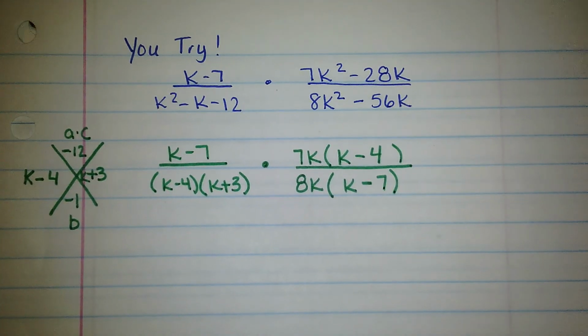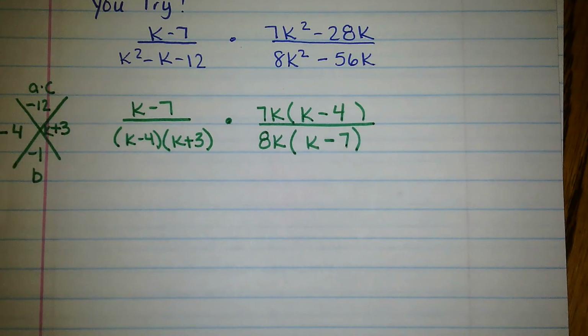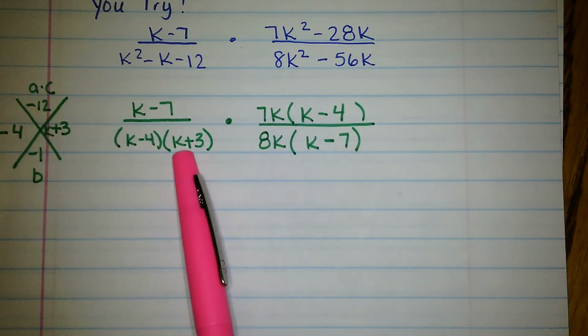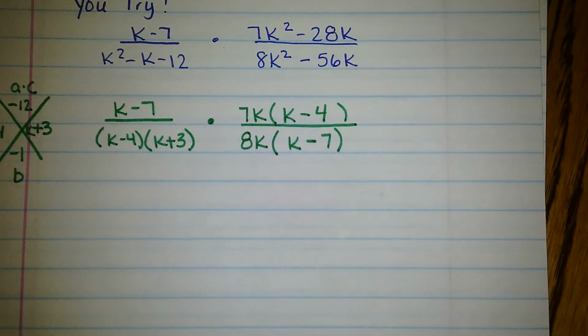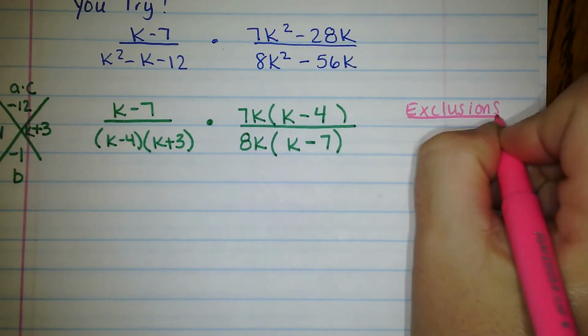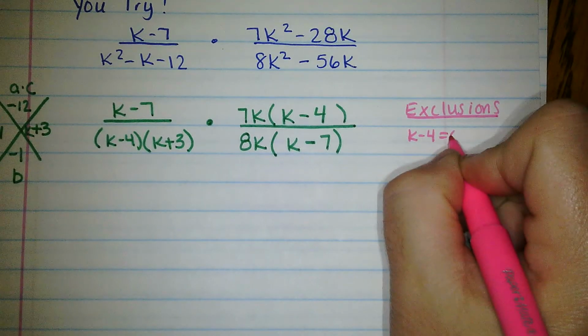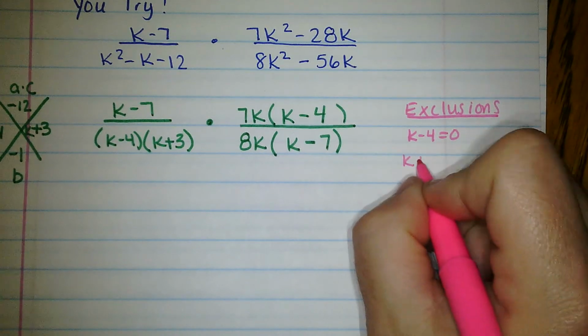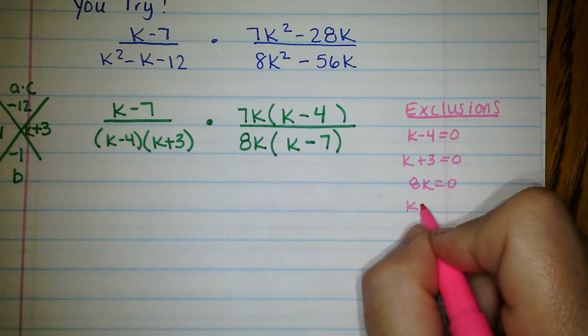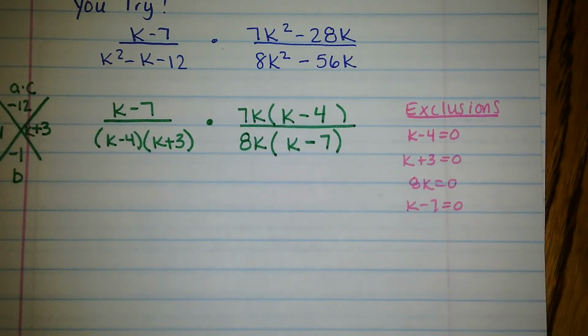So we're all factored. We're going to pause the game right here, and we're going to do some exclusions now that we're all factored, and every single denominator has a variable in it. So that means we're going to have 4 exclusions. 1, 2, 3, 4. Let's get started. Over here on the side, exclusions. k minus 4 equals 0. I've got k plus 3 equals 0. I've got 8k equals 0, and I have k minus 7 equals 0. All 4 of these will generate an exclusion that we cannot have in our problem while we're working on it.